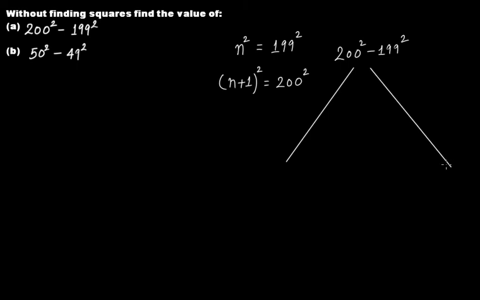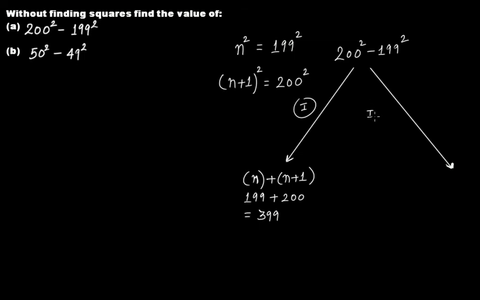We have discussed them. If you have watched those video tutorials, then it will be as easy as pie for you. So the first way is that you simply add n and n plus 1. In this case n is 199, so 199 plus 200 gives you 399. See, you can quickly tell the value of this without finding the squares of these two numbers.